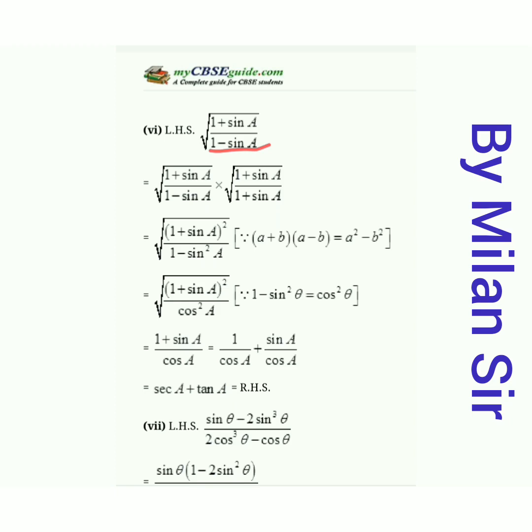So here we multiply and divide by under root 1 plus sin A, right? Here 1 minus sin A is there, so we take here 1 plus sin A. Now in the numerator 1 plus sin A multiplied by 1 plus sin A, so we can write it like this, 1 plus sin A all square, right?